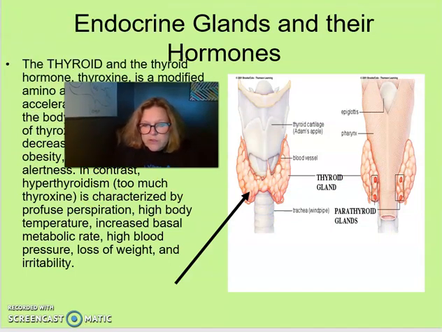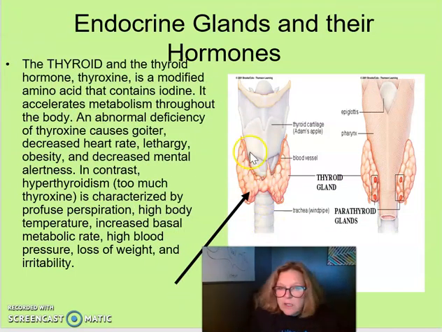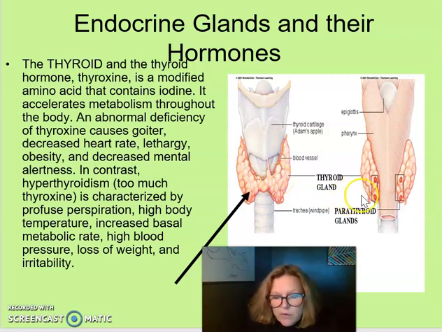Here's another interesting endocrine gland. This is the thyroid gland, and you can feel this one sort of at the base of your throat. Well, maybe you can't feel it, but it's there. You can feel it if it's inflamed. And then these little guys here, these tiny little guys, those are called the parathyroid.